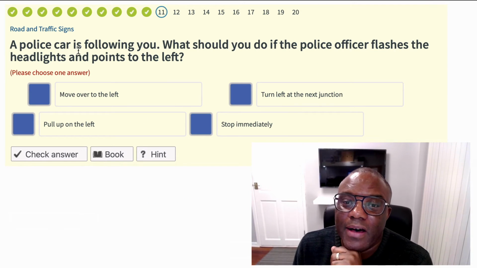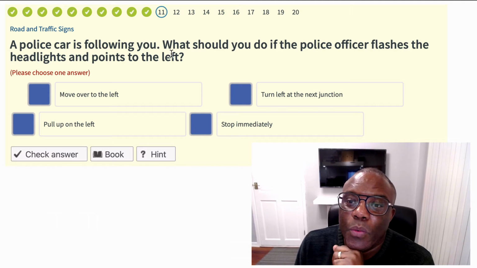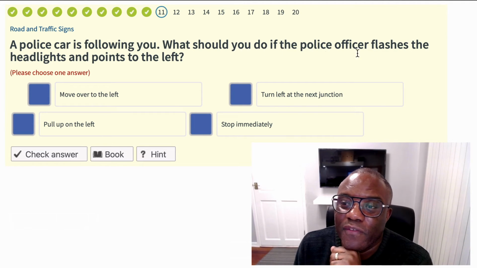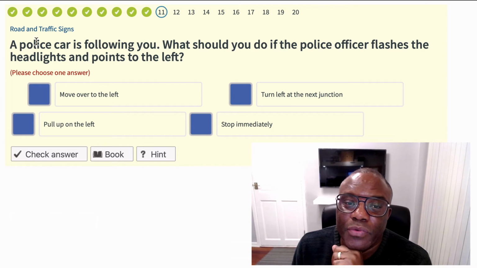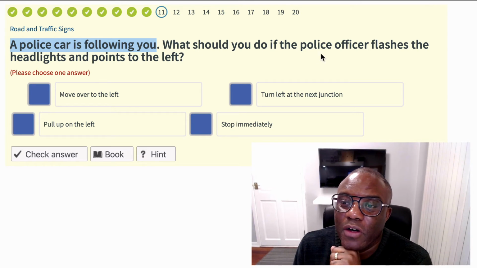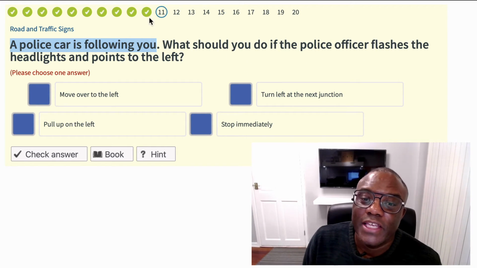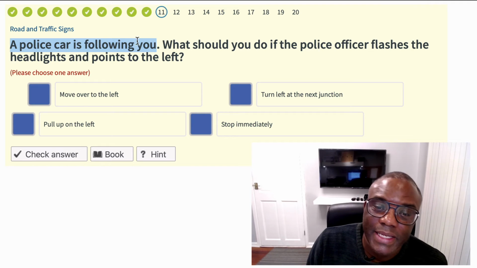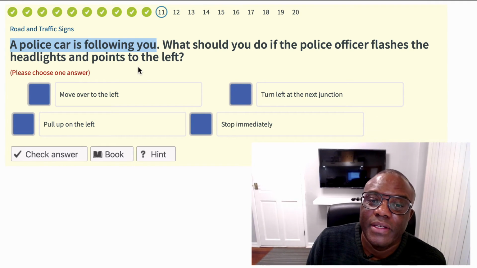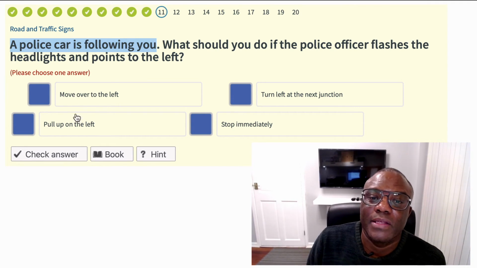A police car is following you. What should you do if the police officer flashes the headlights and points to the left? So just reading again, breaking it down. If they are flashing the lights and pointing to the left, it's you they're after. So technically you should be pulling up on the left. So we're looking for something along those lines. So move over to the left, again, possibility.